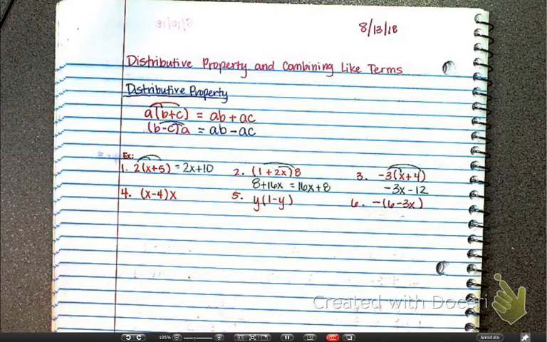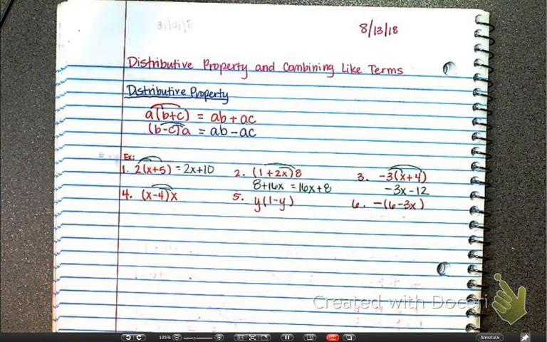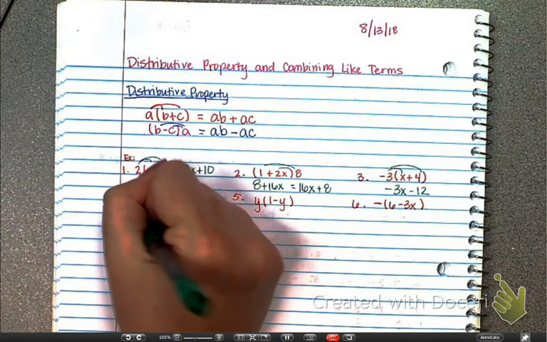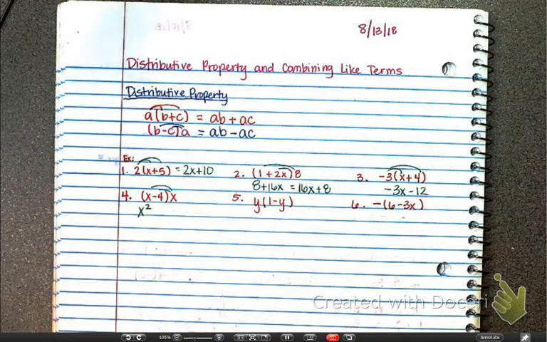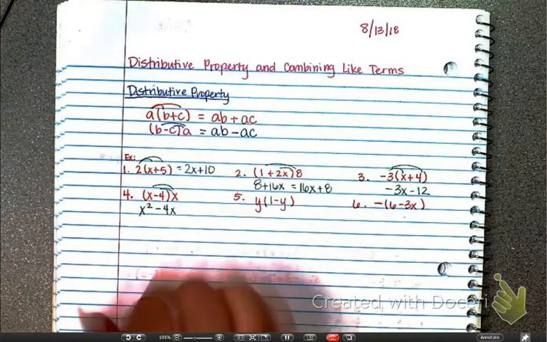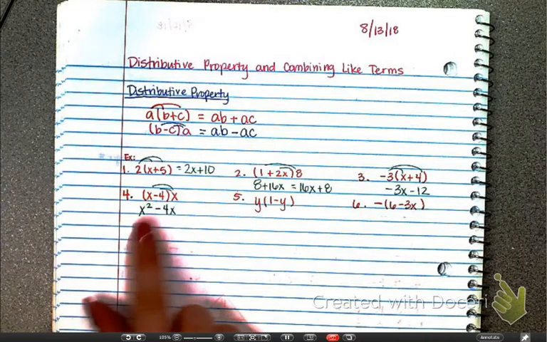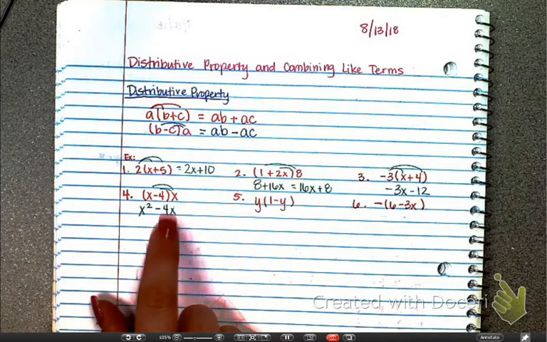Number 4, who can tell me what x times x is? X squared. X squared, nice. X times x is x squared. And then I have a minus 4x. So do you see how I have my highest exponent first, and then my single variable term, and then my constant? Okay.